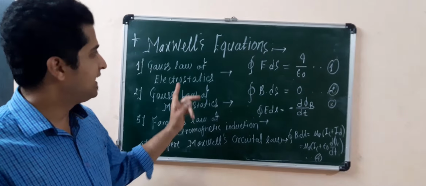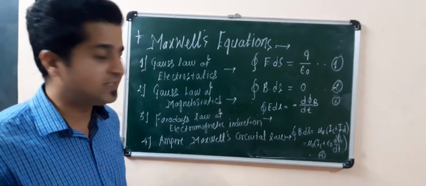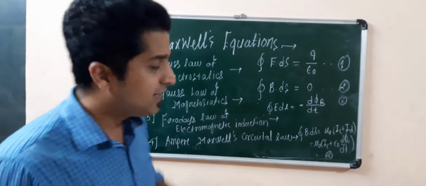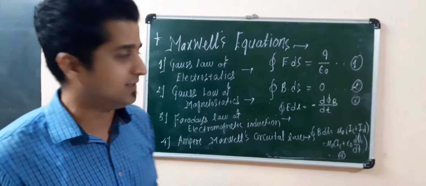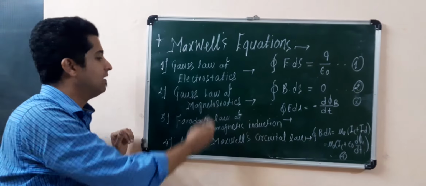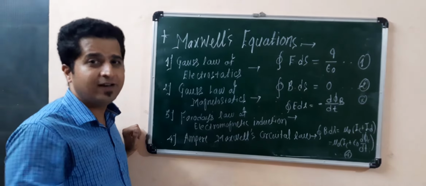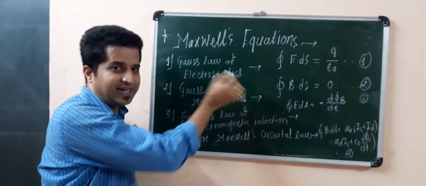Okay, so the next point, or second point, from this chapter on electromagnetic waves is Maxwell's equations. Maxwell's equations are the basic laws of electricity and magnetism. There are four laws. The first Maxwell equation is based on Gauss's law of electrostatics.